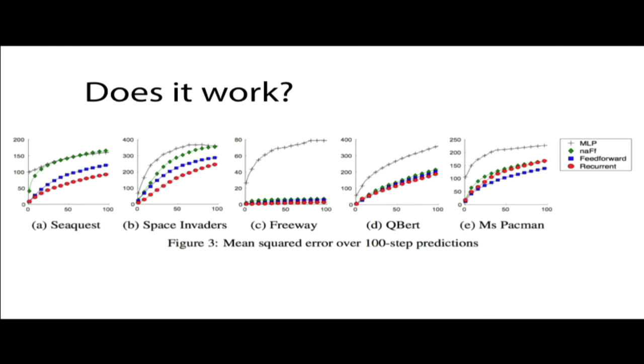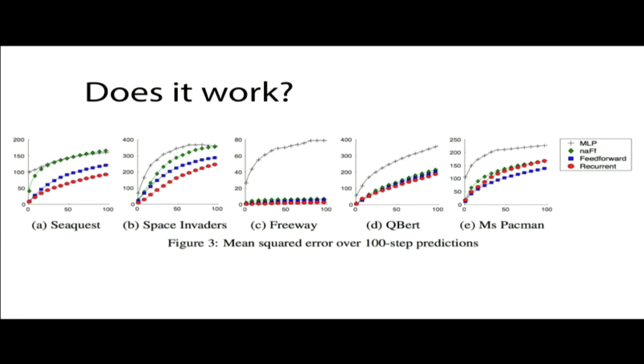OK, this is getting back to the question earlier, which is how does the feed-forward and the recurrent network compare? This is showing on the x-axis the number of frames predicted into the future, and on the y-axis the mean squared error. Blue shows the feed-forward network, and red shows the recurrent network. You can see on the first 4 games, the recurrent network performs much better than the feed-forward network, getting much lower mean squared error. And on the last game, the feed-forward network does a bit better.